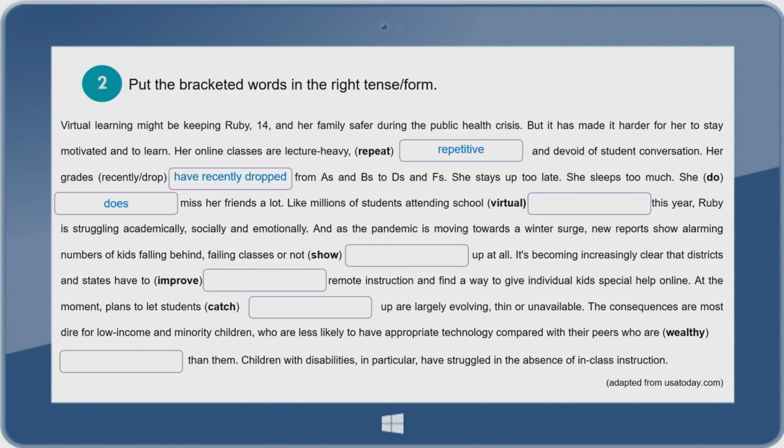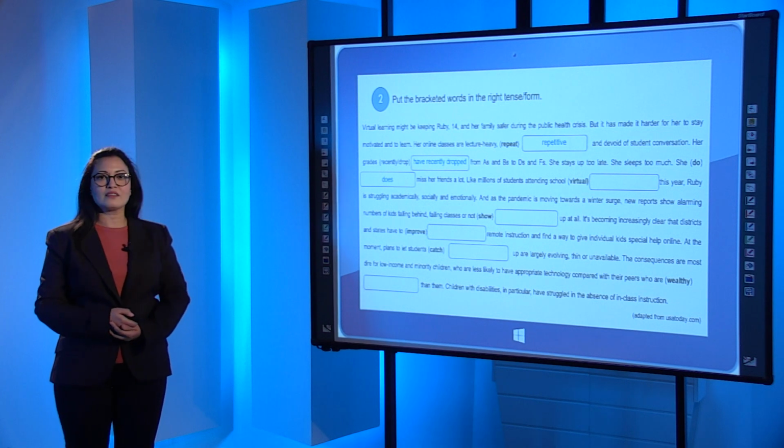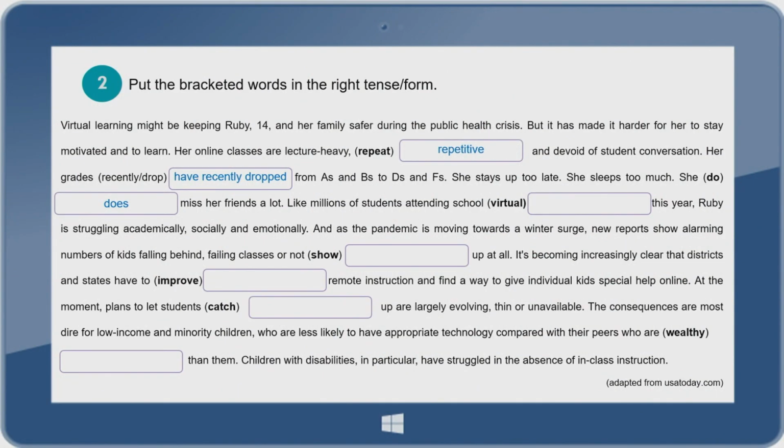Like millions of students attending school, we have the adjective virtual, and we need to express the way, the manner they attend school. So we need the adverb form, and we get it, as we said earlier, by adding ly to the adjective. So we write virtual and we add the ly, so virtually this year. Ruby is struggling academically, socially, and emotionally. You notice that we have an enumeration of other adverbs in the same sentence.